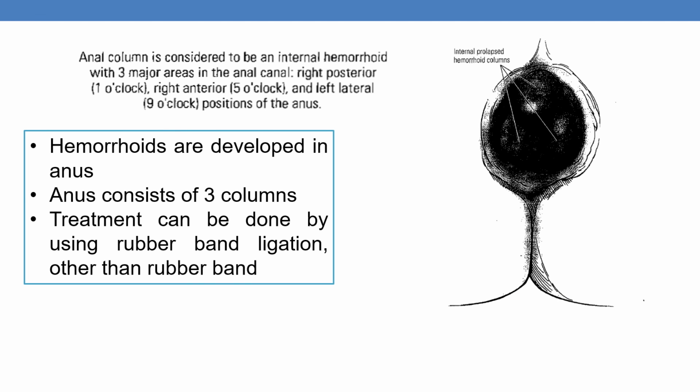Here you can see hemorrhoids are developed in the anus. These are the internal prolapsed hemorrhoid columns. The image is not clear because this is a black and white one. Please bear with it. Anal column is considered to be an internal hemorrhoid with 3 major areas in the anal canal. The 3 major areas are right posterior, that is 1 o'clock, right anterior, that is 5 o'clock, and left lateral, that is 9 o'clock position of the anus. And the treatment can be done by using rubber band ligation or other than rubber band ligation.